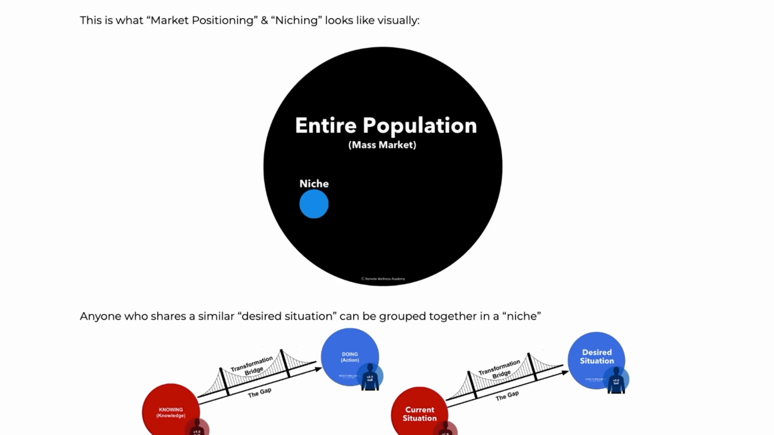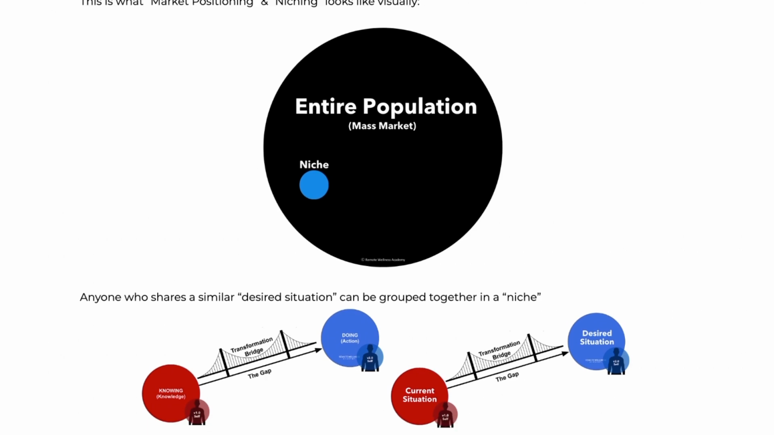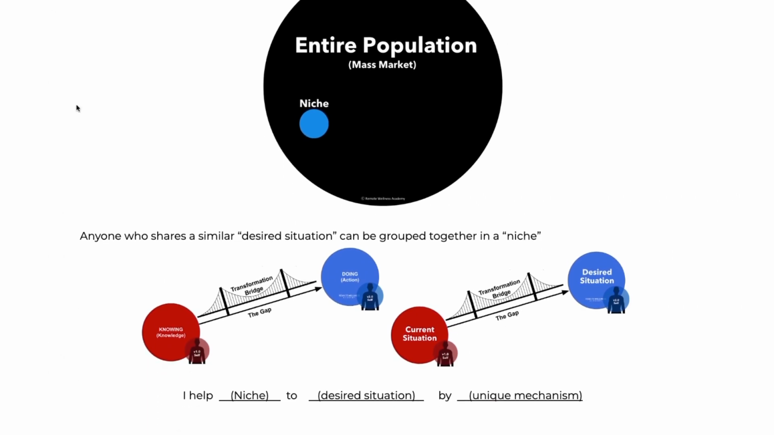Essentially, we're talking about anybody who shares a similar desired situation. Somebody says, you know what, I want to get here, and I am this type of person. All of these types of people can be grouped together in a niche.